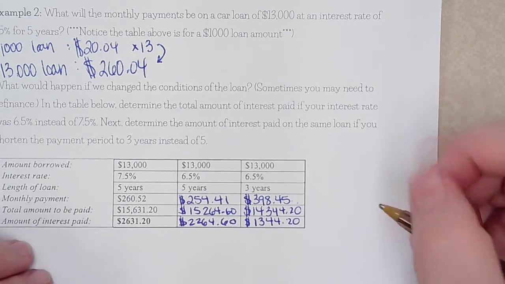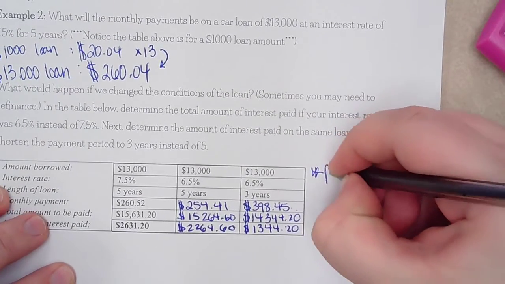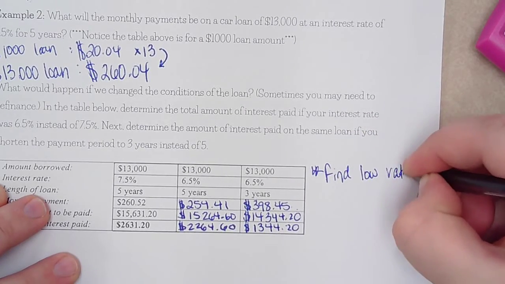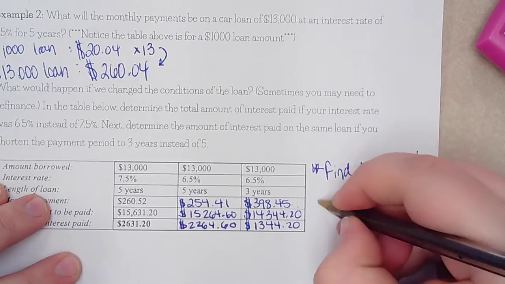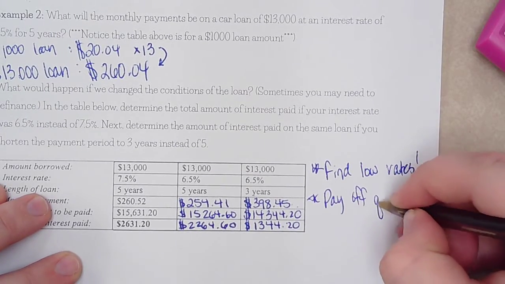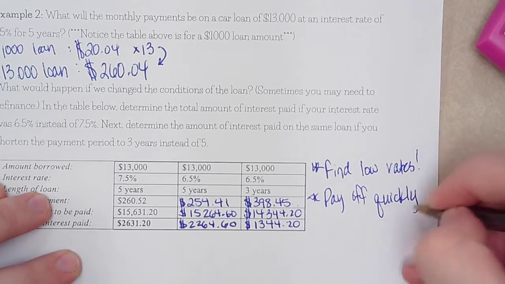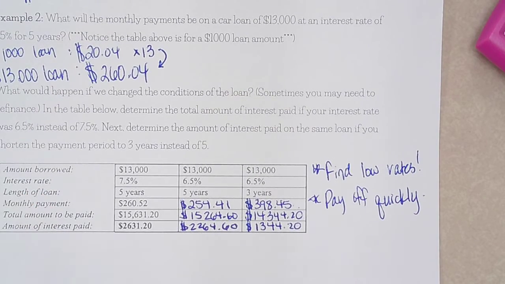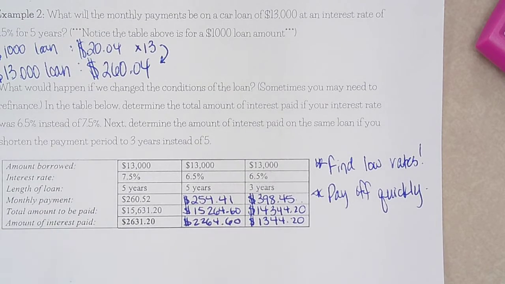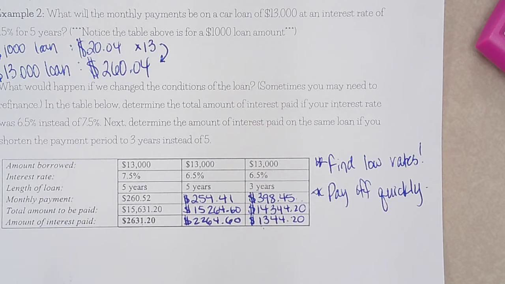So our big takeaways from this are find a low interest rate. These are really important. And then the second thing is pay off quickly. The monthly payments that you can afford are what you should pay. If you can afford to do a $400 monthly payment, even though the $254 payment gives you a little bit more spending cash, overall you're going to be saving yourself quite a bit of money just in the amount of interest you save.